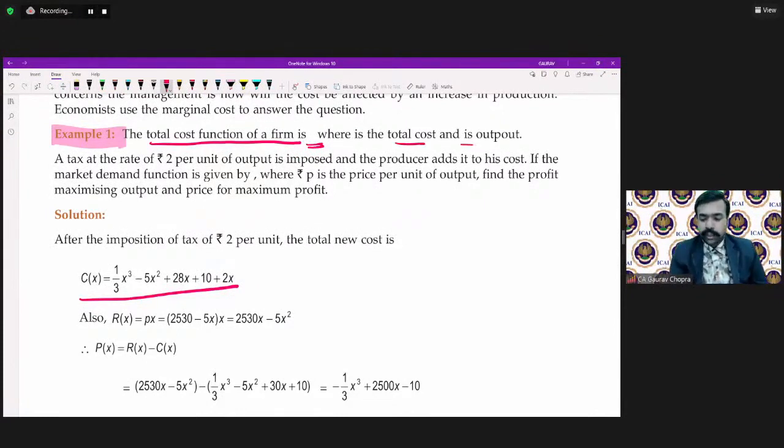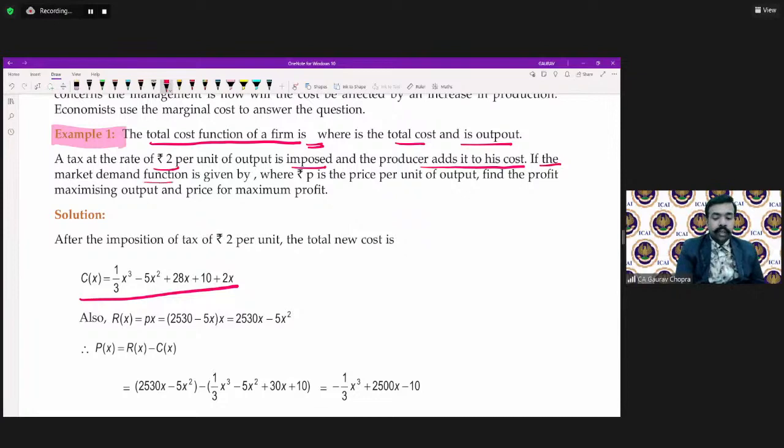There are some more things which are missing, but we will discuss this question to understand how to solve such kind of question. A tax at the rate of 2 per unit of output is imposed, and the producer adds it to the cost. So whenever a seller sells his goods, he adds the tax, and after tax, he sells the good.